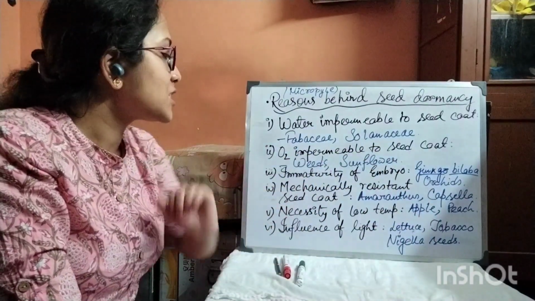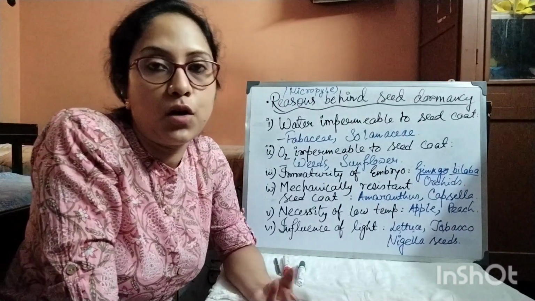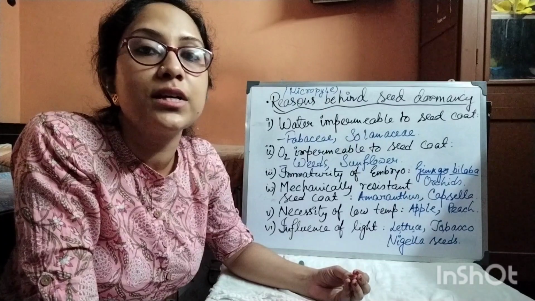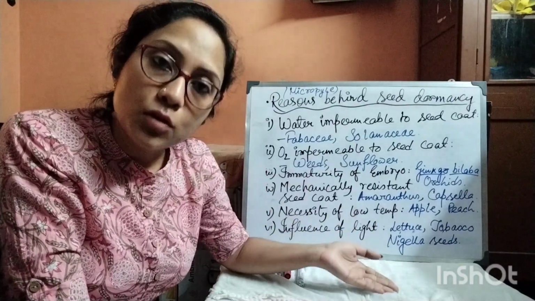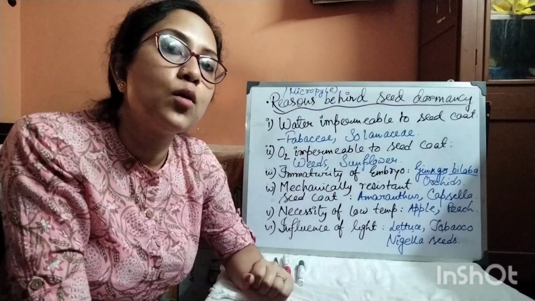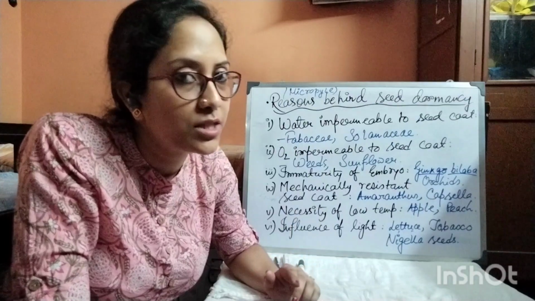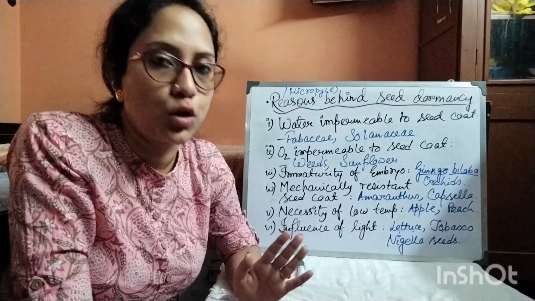Okay. And the last point is influence of light. In the case of Nigella seeds and onion seeds, they are black in color and do not need any light to germinate. That is why they are called negatively photoblastic. In contrast, lettuce and tobacco are positively photoblastic because they need an ample amount of sunlight to germinate. Okay, so these are the various reasons behind seed dormancy.